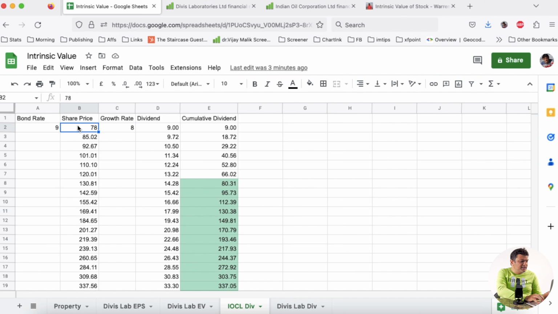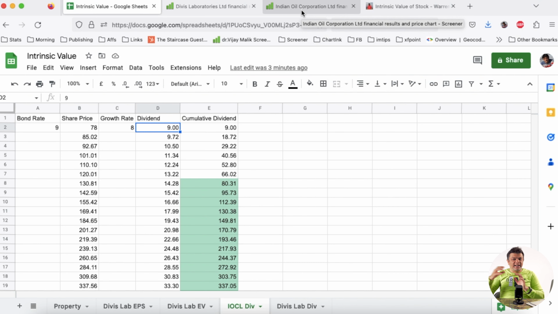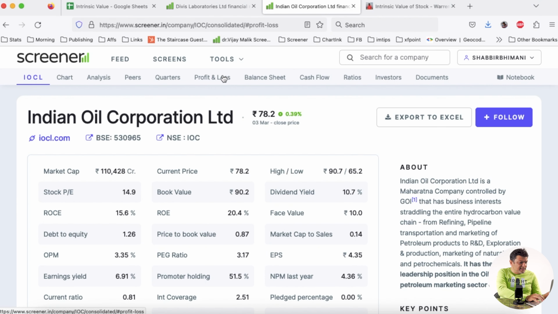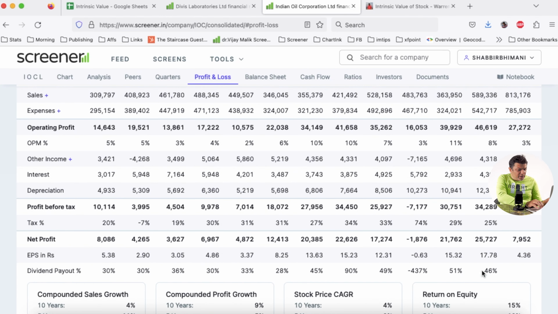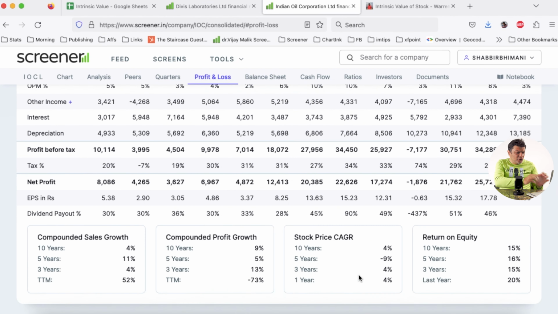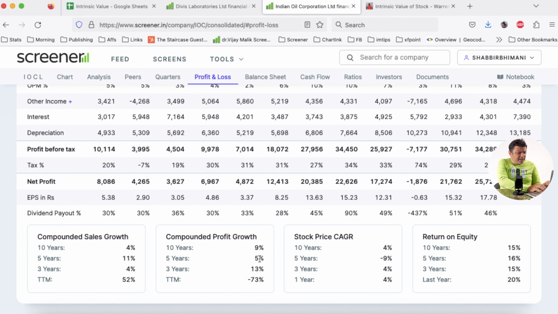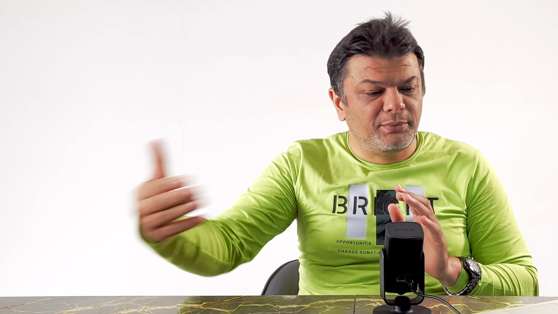So 78 rupees is what we need. So I have 78 rupees as the business, and 9 rupees is the dividend that is paid out. And this company has a good dividend history, so it pays out around 50% of its income as dividend. So we can assume that because the profit is growing at 9%, 5% and 13%, so profit is growing. So as the profit keeps on growing, the company will pay out 50% of it as dividend. So that's the cash flow that we will be getting.